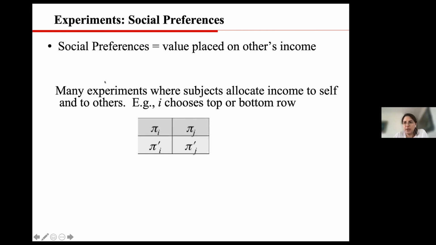There are many experiments that try to understand people's social preferences, and a lot of them use a task that looks something like this, where an individual I is the decision maker, choosing between income allocations, either the top row or the bottom row. In these matrices, if individual I chooses the top row, I gets pi I and another person gets pi j. Or if I chooses the bottom row, there are two different numbers, with a prime. There's a long literature with this kind of task.